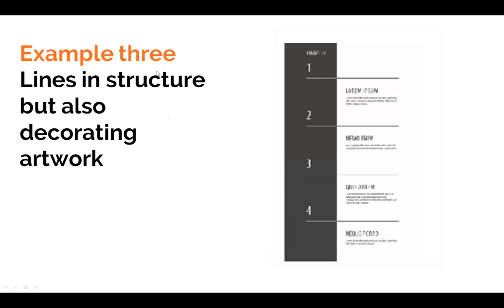This is example number 3, and we are using lines in structure, but also decorating your artwork. You can see we have a black bold line, a black thick line, and then we are having these horizontal lines. So they are used in the structure of the whole work, but also they help you in decorating your work.